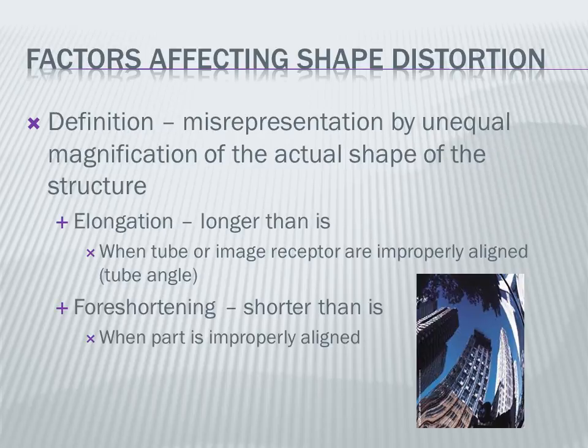Factors affecting shape distortion. Definition: misrepresentation by unequal magnification of the actual shape of the structure. Elongation, just like it sounds, is longer than it is, when the tube or image receptor are improperly aligned, so it's due to tube angle. Foreshortening is when it's shorter than it is, and when the part is improperly aligned. Changes in tube angle can cause elongation, never foreshortening.